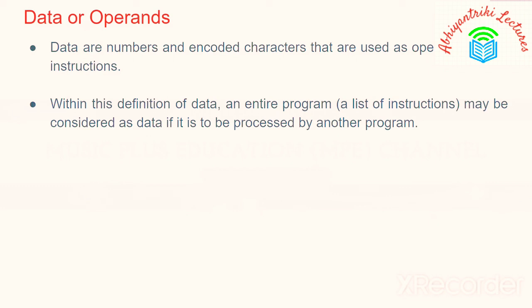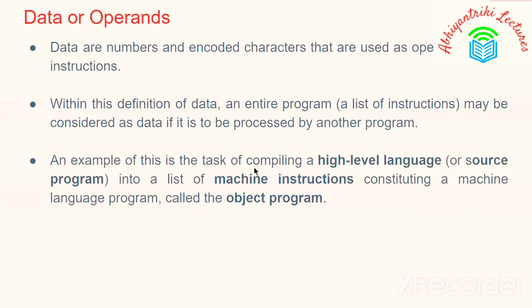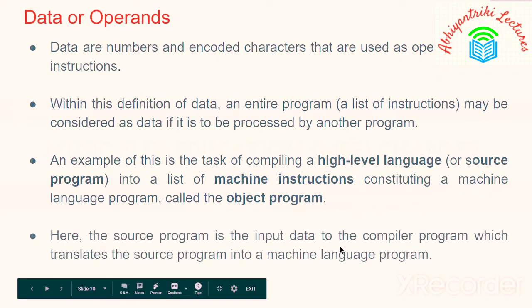An example of this is the task of compiling a high level language or source program into a list of machine instructions constituting a machine language program called the object program. Here the source program is the input data to the compiler program. Compiler is a program which translates the source program into a machine language program. Machine language means what? Object program.